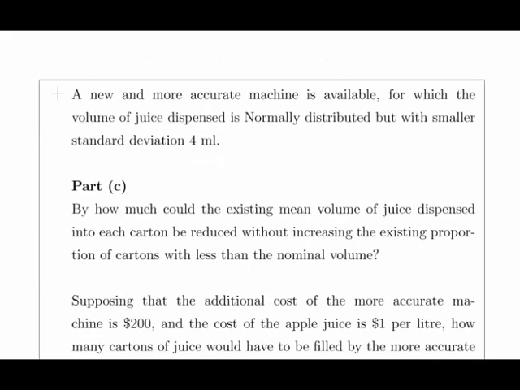A new and more accurate machine is available for which the volume of juice dispensed is normally distributed but with a smaller variance, a smaller standard deviation and hence variance, and the new standard deviation is 4 milliliters. Okay, so essentially what we want to do is see how much we can reduce the mean. By how much could the existing mean volume be reduced? Remember, the existing mean is 1010 and we want to reduce it to something without increasing the proportion of cartons less than the nominal volume.